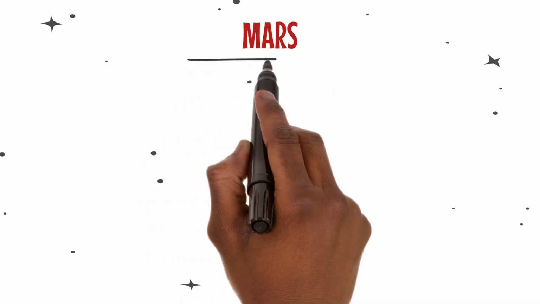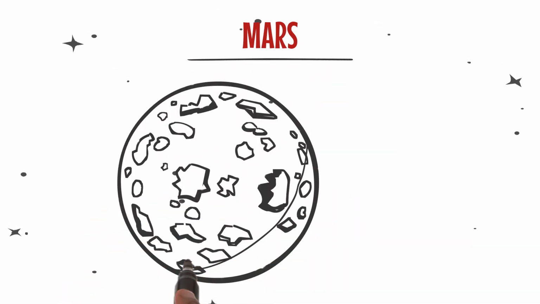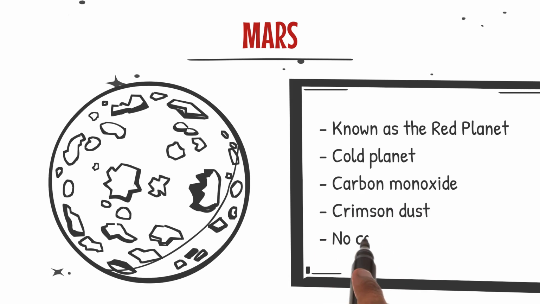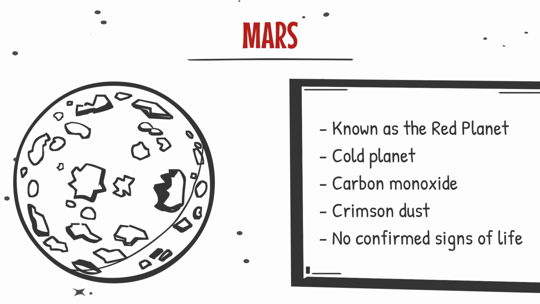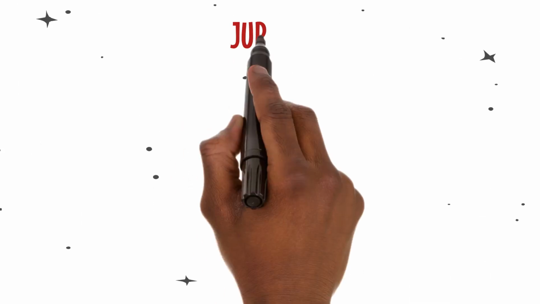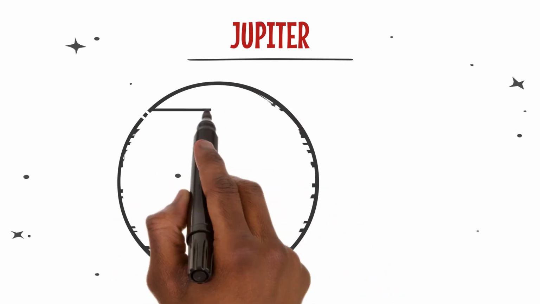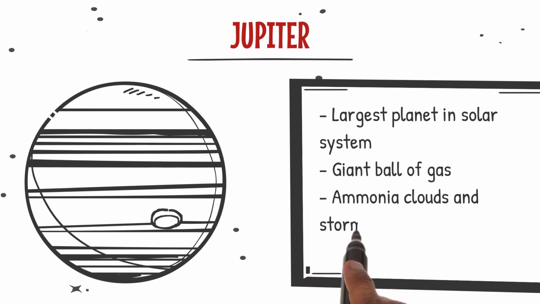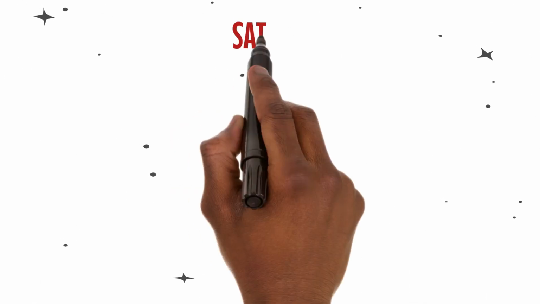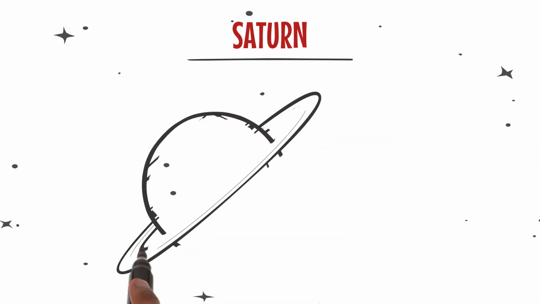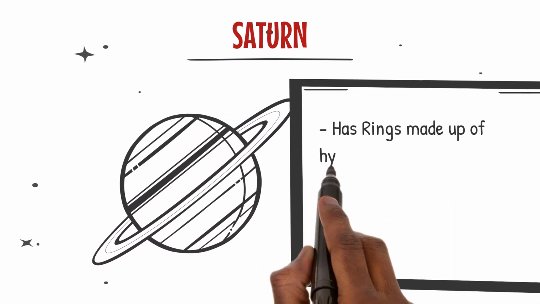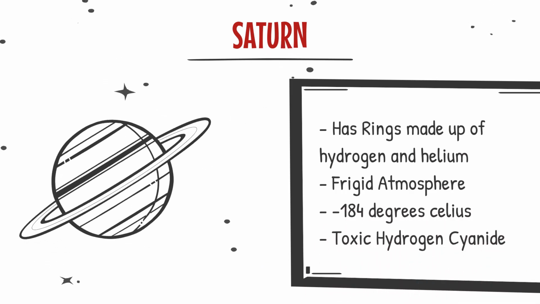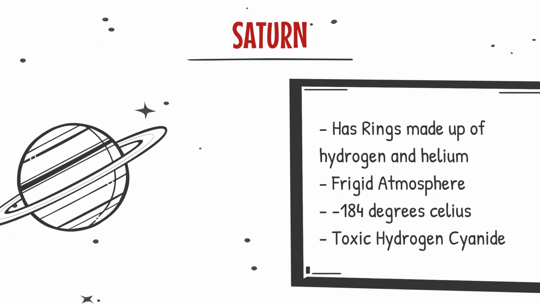Now, let's set our sights on Mars, the red planet. It may sound exciting, but it's a chilly place with an atmosphere dominated by carbon monoxide and crimson dust. So far, no confirmed signs of life, but who knows what we might discover in the future. Moving on to the largest planet in our solar system, Jupiter. It's a giant ball of gas, swirling with ammonia clouds and storms. And believe it or not, it doesn't even have a solid surface. Saturn, on the other hand, is a real show-off with its stunning rings. It's mostly made up of hydrogen and helium, and its atmosphere is frigid, around -184 degrees Celsius. Don't forget the toxic hydrogen cyanide. Let's enjoy Saturn from a safe distance, shall we?